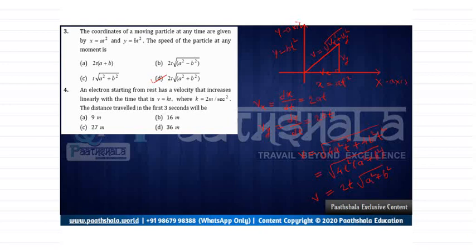An electron starting from rest. So the first thing they have given is u equal to 0, and it has a velocity that increases linearly with time, that is v is equal to kt. So how does the velocity change with time? As k into t, where k is the constant, where k is equal to 2 meter per second square. It's the value of acceleration. So then the distance traveled in the first 3 seconds will be.